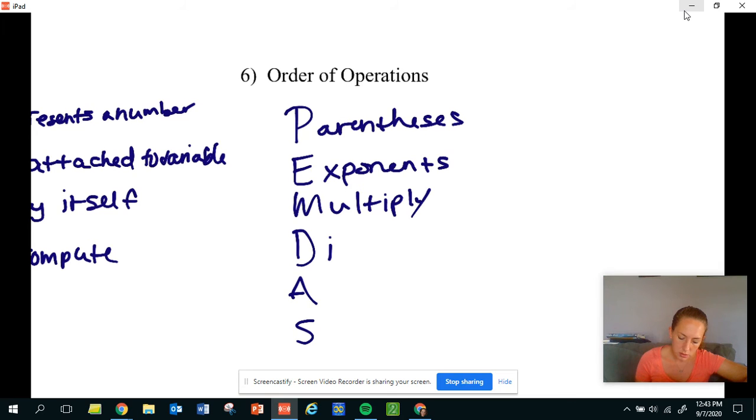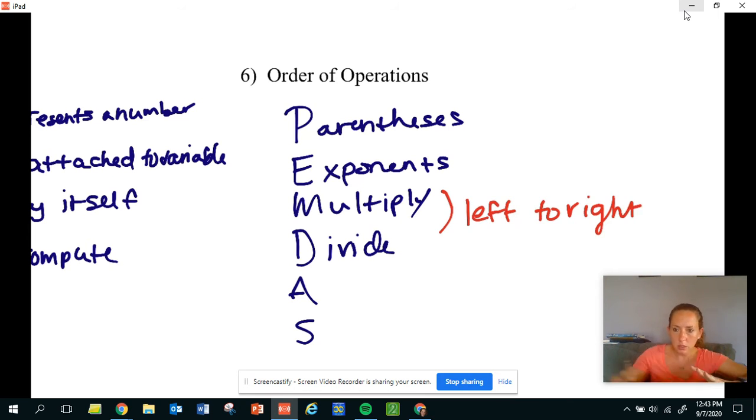Multiply, divide. And these two, multiply doesn't always come before divide. You just go from left to right. Multiplying and dividing, they're equal with each other, if that makes sense. And then the same thing with add and subtract.